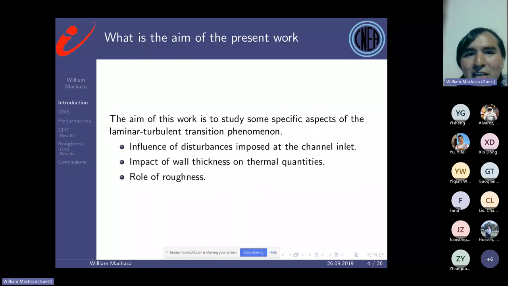What is the aim of the present work? In this work, we study some specific aspects of the laminar turbulent transition phenomenon, and we try to answer the following questions. What is the influence of perturbation parameters imposed at the channel inlet? What is the impact of the wall thickness on thermal quantities? And what is the role of the roughness?